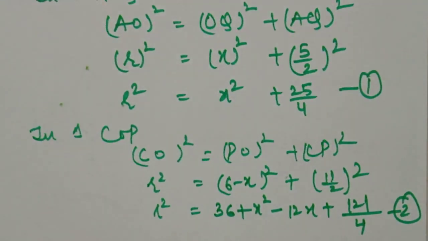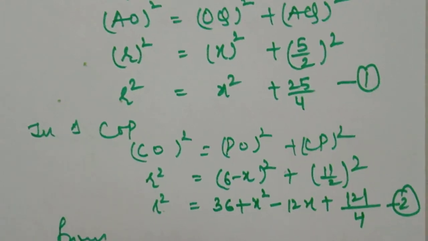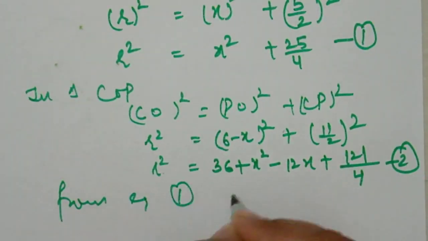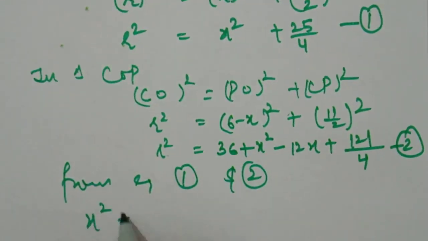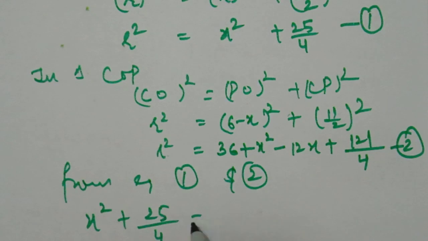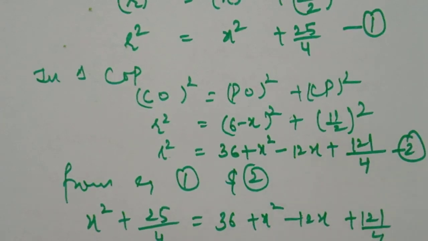Now student, see, equation number 1 and 2 are both equal to the same thing. They both are equal to r square. So they should be equal to each other also. So we will write like this, from equation 1 and equation number 2: x square plus 25 upon 4 is equal to 36 plus x square minus 12x plus 121 upon 4.